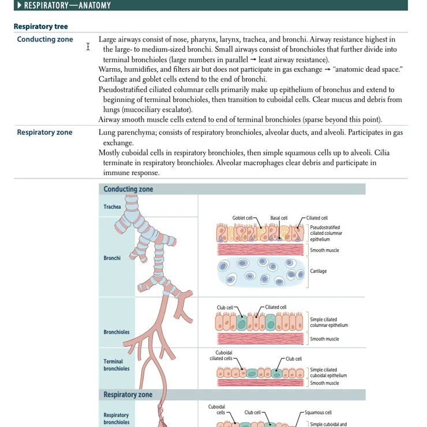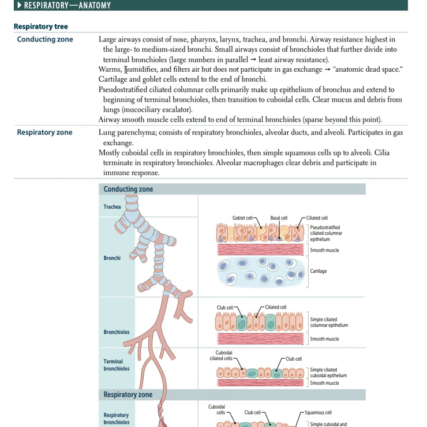The respiratory tree is divided into a conducting zone and a respiratory zone. The conducting zone has large airways, which consist of the nose, pharynx, trachea, larynx and bronchi. Airway resistance is highest in the large to medium sized bronchi. Small airways consist of bronchioles that further divide into the terminal bronchioles. Large numbers in parallel means least airway resistance.